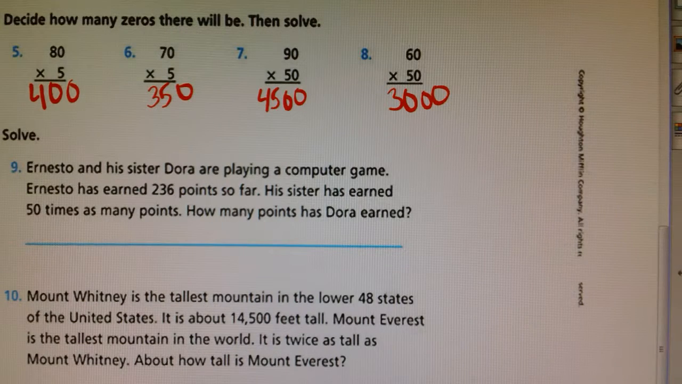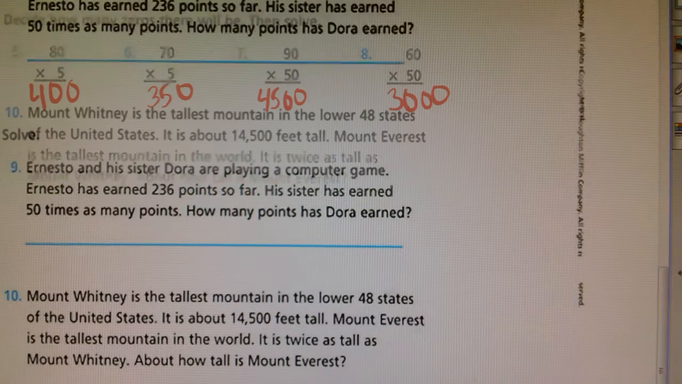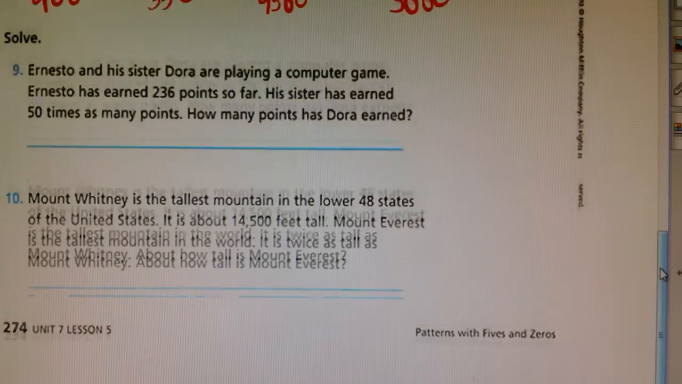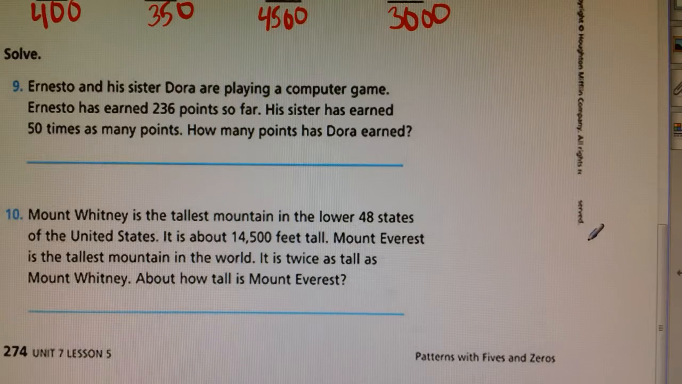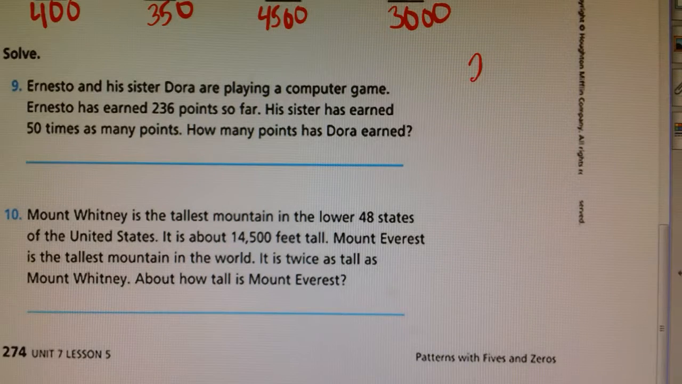I'm going to read the story problems and set them up for you, and then I want you guys to go ahead and pause the video and practice those. Ernesto and his sister Dora are playing a computer game. Ernesto has earned 236 points so far. His sister earned 50 times as many. How many points did she earn? So you're going to do 236 times 50. Please use whatever method you prefer most, be that lattice or partial sums or the shortcut method. Whatever you like, just go ahead and do that. Okay, so pause the video and do that. When you come back, you can check your answer.